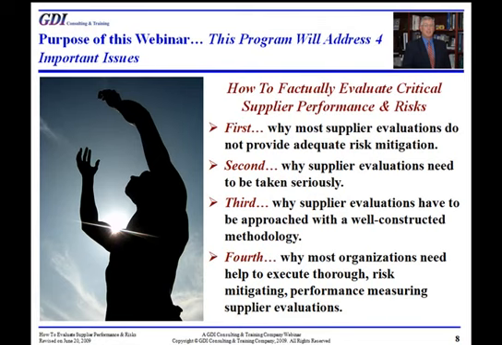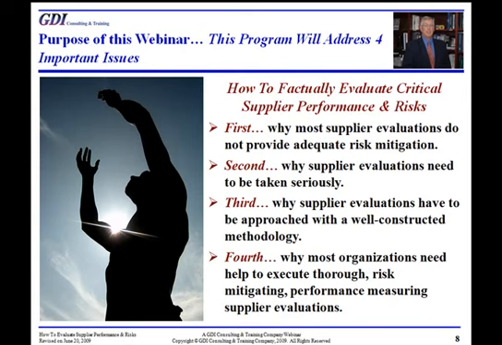Second, we're going to talk about why supplier evaluations need to be taken seriously, and particularly in light of the globalization of the supply chains, why this is becoming a huge issue. Third, we're going to try to develop an understanding of why supplier evaluations have to be approached with a well-constructed methodology. We can't just visit suppliers anymore, especially the foreign suppliers.